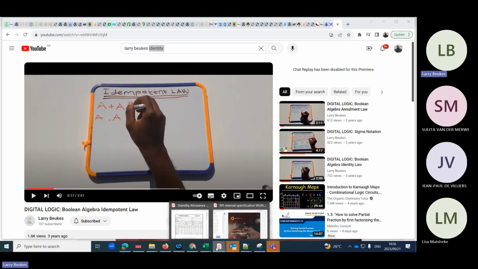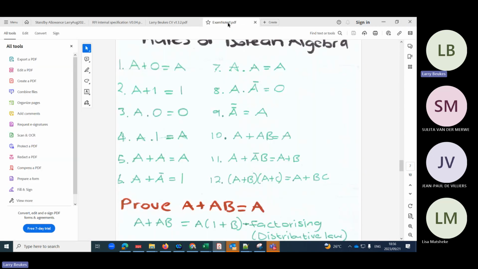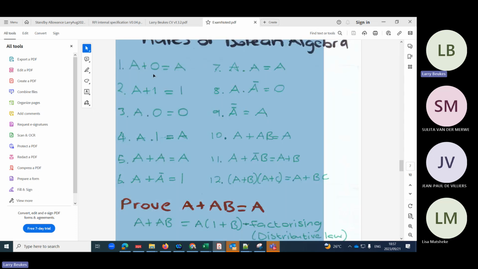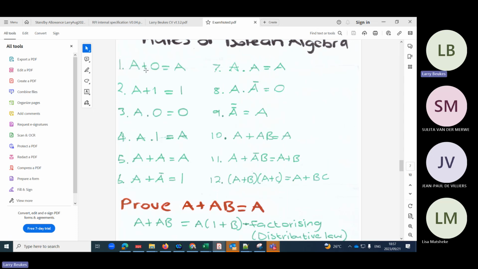And then again on this document, you have this exam notes 1, right? If I were you right now, you see A plus, this one is the identity law. I would write identity law here, right? So identity law is if an input here is ORed with a 0, the output will be that input. You see, this and this are identical, right? Even law number 4 is identity law. If an input is ANDed with a 1, the output will be that input.